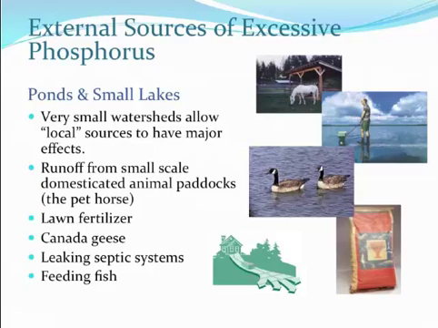External sources in ponds and small lakes, which we haven't talked too much about. We did have a lot of small-scale blooms in ponds and lakes, over 200 this past summer. These are very small watersheds, and they allow local sources to have major effects. And what I mean by local sources is just something that's in that small watershed. So we look at things like the pet horse, lawn fertilizer, Canada geese, leaking septic systems, and even in aquaculture situations, feeding the fish. Most aquaculture facilities in Ohio this past year had at least some small-scale blue-green algae blooms.